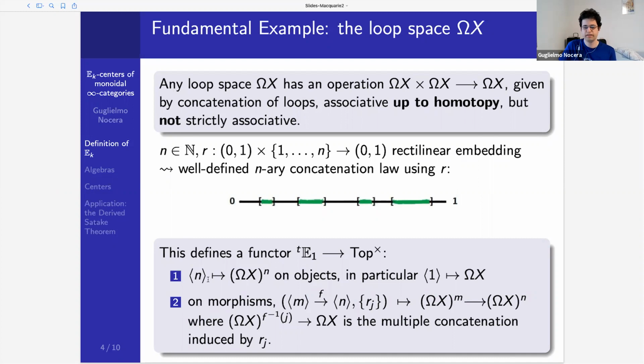Well, the functor sends a finite pointed set to the nth power of omega x, and for homomorphisms, you should define a map from omega x to the m to omega x to the n. And how do you do this? By means of the preceding argument. So you have a composition here, which is induced in this way by the rectilinear embedding. So why am I stressing that one can construct such a functor?